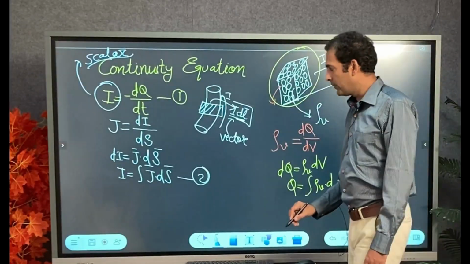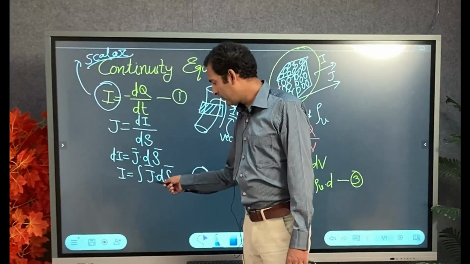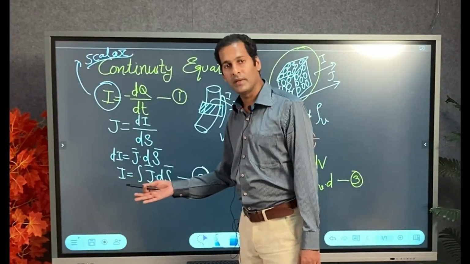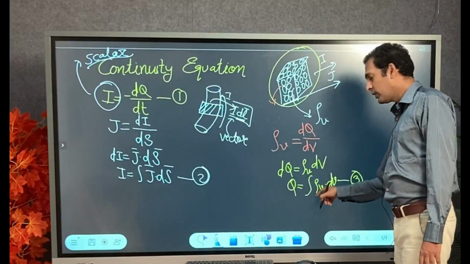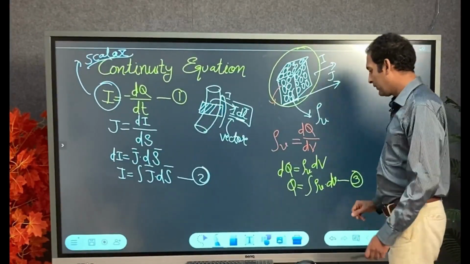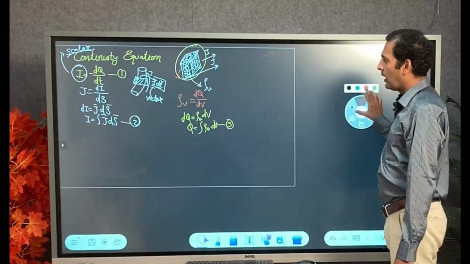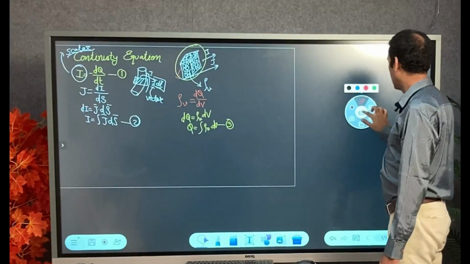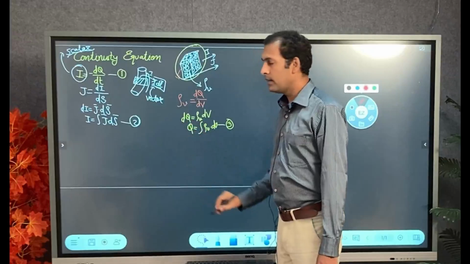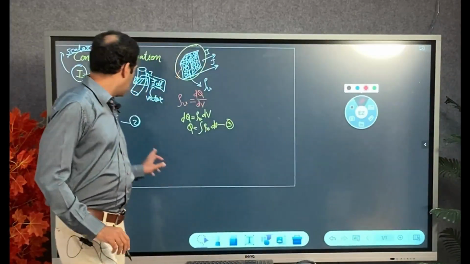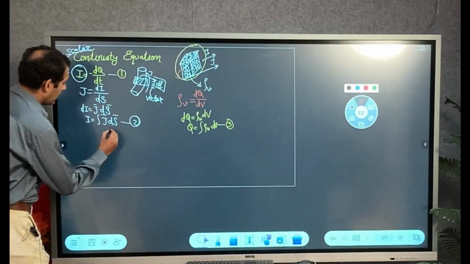Now what we have to remember here, this expression for current is equal to integral of j bar dot ds bar. This is a surface integral, and here we have integral of rho v dv. This one is a volume integral. So what is the difference between them? Surface integral and volume integral are double and triple integrals.